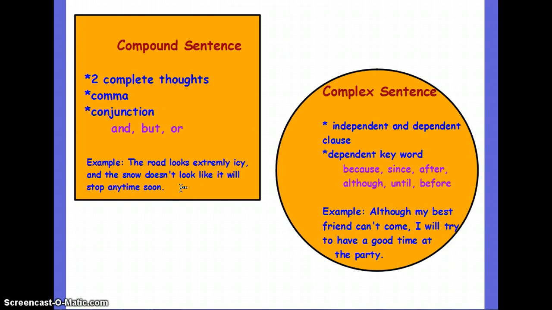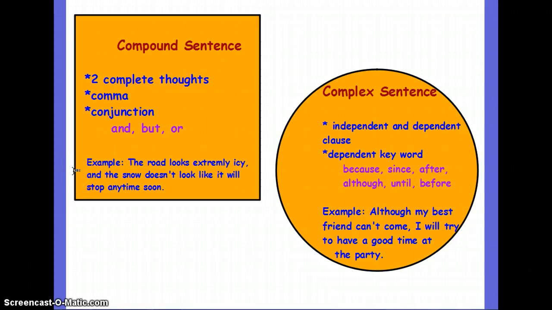The road looks extremely icy, and the snow doesn't look like it will stop anytime soon. The first part of the sentence, the road looks extremely icy, is a complete thought. I could read that sentence as it is and it would make sense. The road is the subject, looks extremely icy is the predicate. Here's my comma. Here's my conjunction.